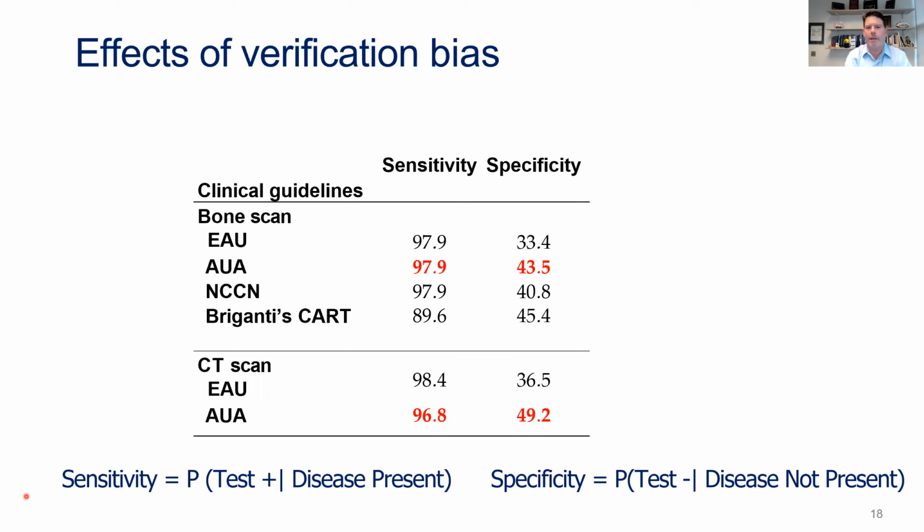So sensitivity would be the probability a test is positive given a disease is present. And specificity is the probability a test is negative given the disease is not present. So we want these to be close to 1, ideally, to be able to assert that we have a good test.